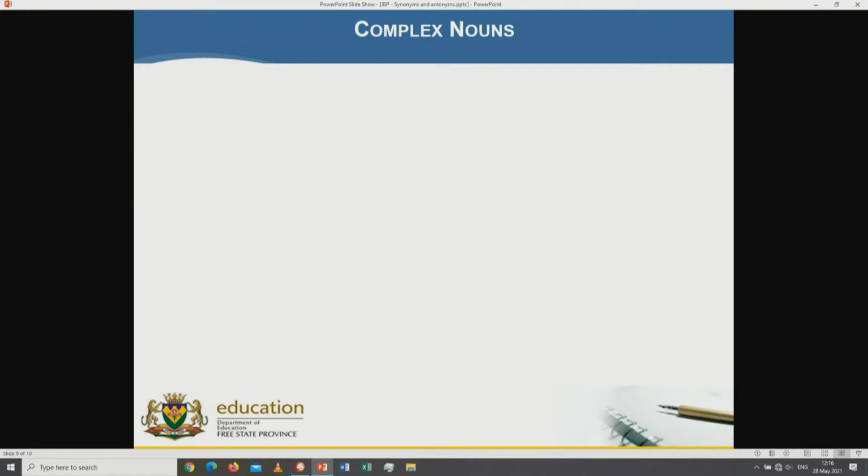Remember, we always need to start with the definition, and I'll give you a chance to come up with your own definition, so that by the time I project the definition of a complex noun on the screen, you'll be able to compare your own response with what I will project on the screen. Now, in a few seconds, just try to think of complex nouns.